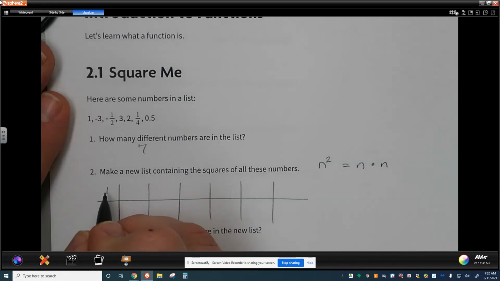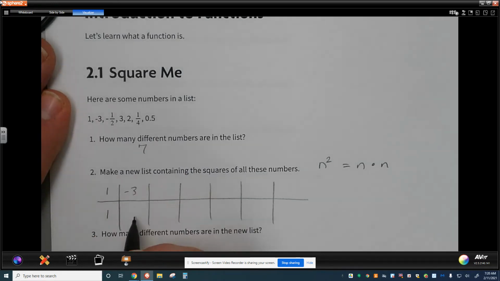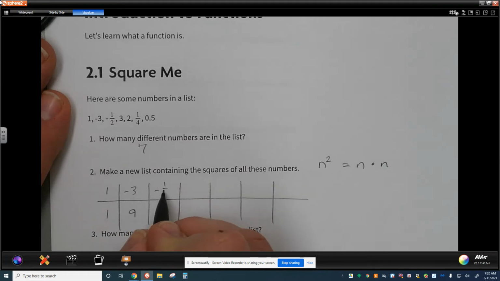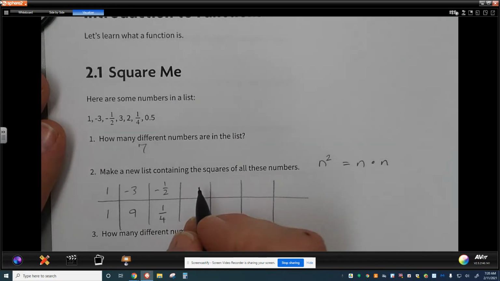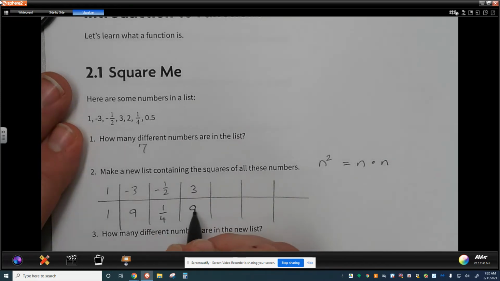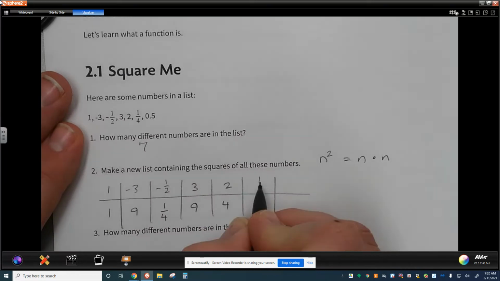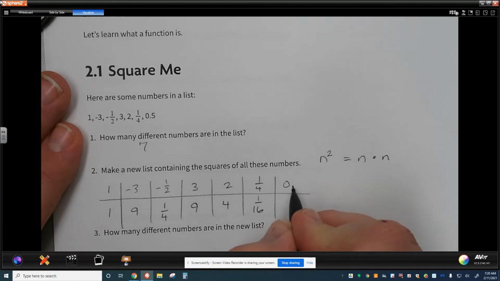When we square 1, we get 1. -3 is 9. -1/2 is going to be a positive 1/4. And these two, both of them, because it's a negative times a negative. 3 squared is 9. 2 squared is 4. 1/4 squared is 1/16. And 5/10 squared is 25/100.